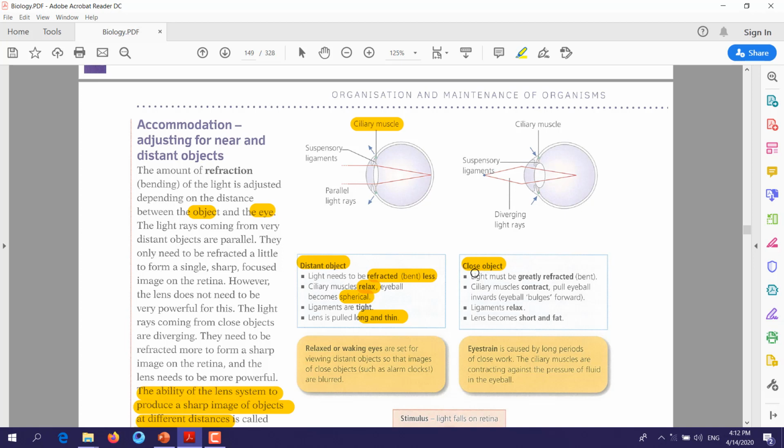Here it's when the object is close to the eye. What will happen? Everything here will be opposite. Here the light needs to be refracted less. Here it should be greatly refracted. The ciliary muscles here will relax; here they will contract. The eyeball becomes spherical; here it's flattened inward. Ligaments are tight here; here ligaments are relaxed. The lens is pulled long and thin here; here the lens becomes short and fat. You need to memorize these two changes.